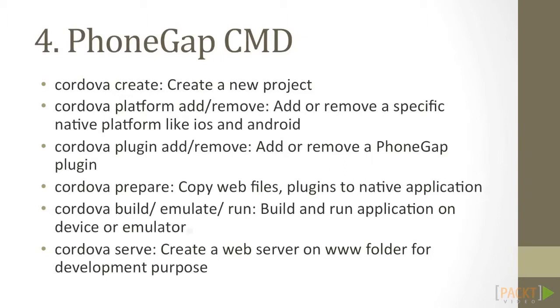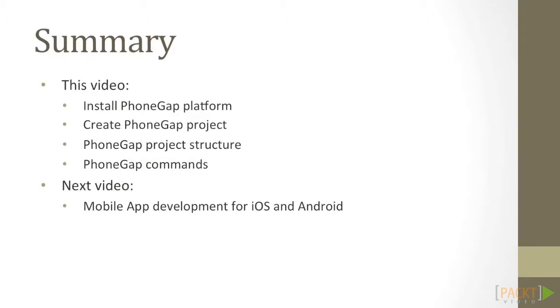the Cordova serve command. This creates a web server on the www folder for the purposes of development. We will use these commands in the upcoming videos. In this video, we installed PhoneGap and created our first PhoneGap application. Then, we introduced the structure of a PhoneGap project and basic PhoneGap commands. You should be able to create your PhoneGap application now. In the next video, we will develop our Hello World application and run it on the iOS and Android.